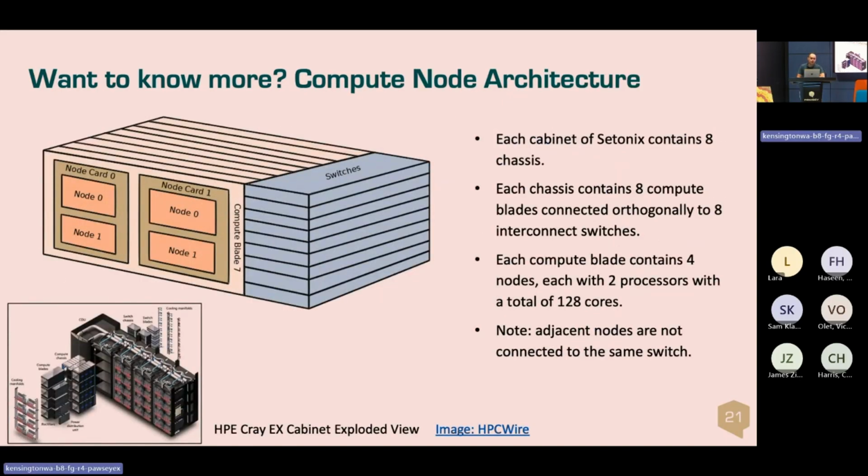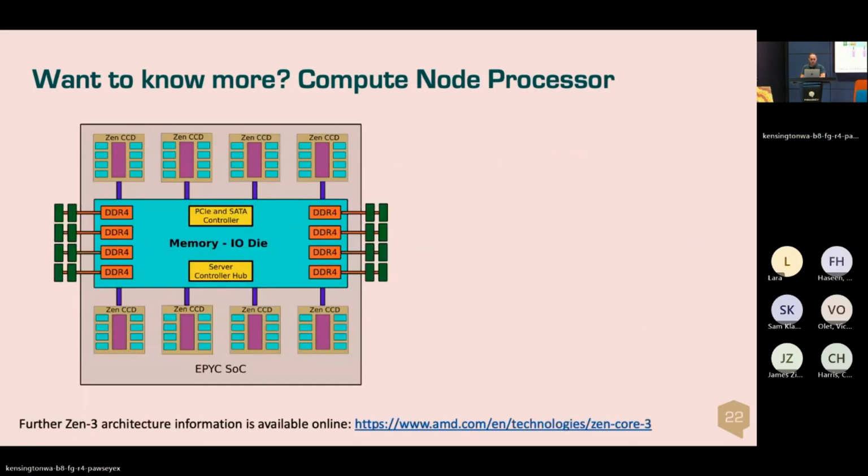This is a very high-level illustration of a chassis and a blade. So for a CPU partition, you have 2 node cards and 2 nodes on each card. For the GPU partition, each blade has 2 nodes because they have to leave space for the 4 GPUs on each of the GPU nodes.